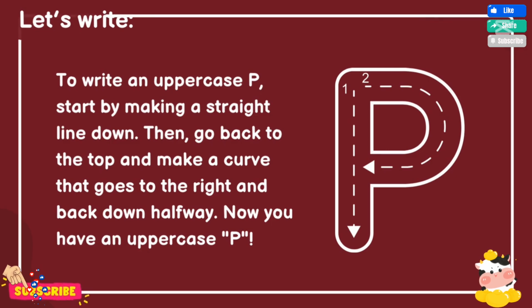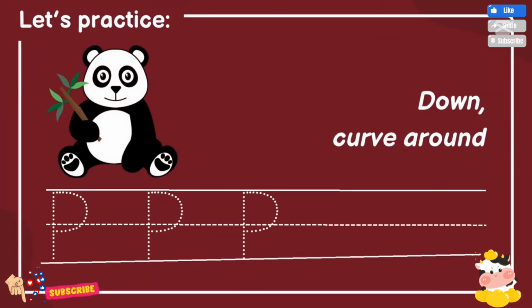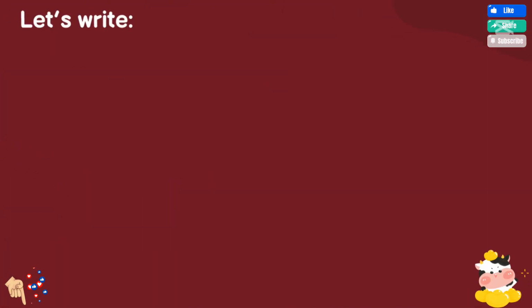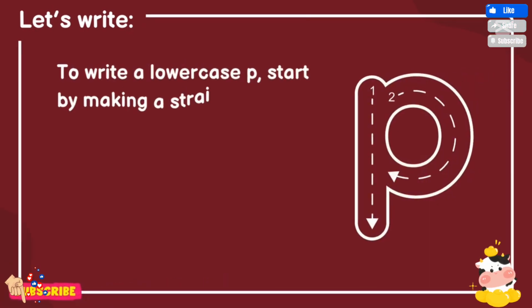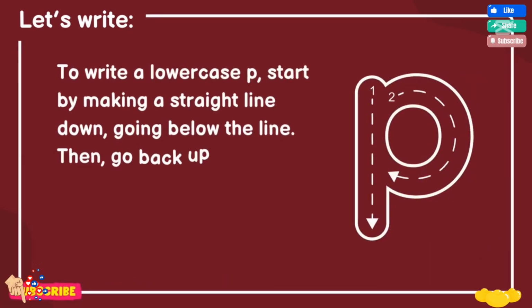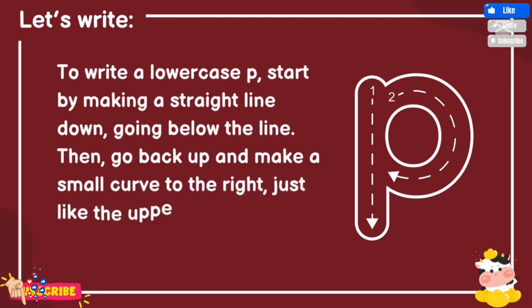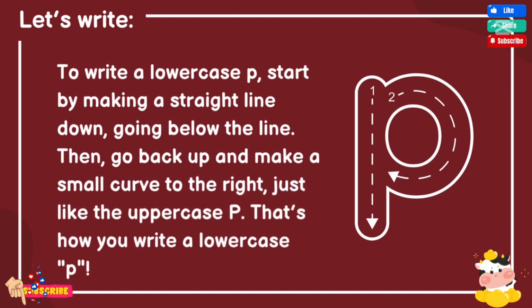To write a lowercase p, start by making a straight line down, going below the line. Then, go back up and make a small curve to the right, just like the uppercase P. That's how you write a lowercase p.